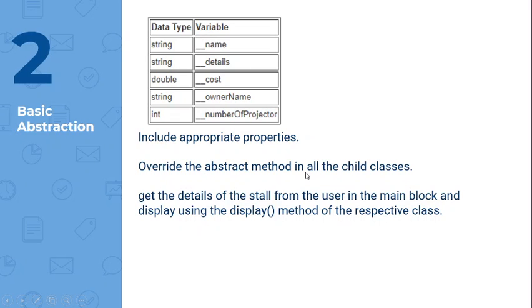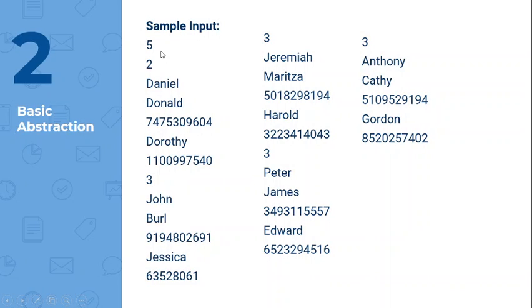So we have a display method that should be overridden, and this is the sample input. The sample input is based on the type of stall. If the type is 2, then it is an executive stall. If the type is 3, it is a premium stall. If the type is 1, it is just a stall. So this is the input. Now let us dive into the solution.